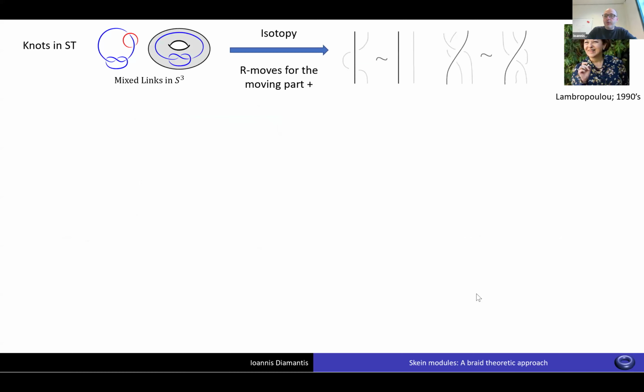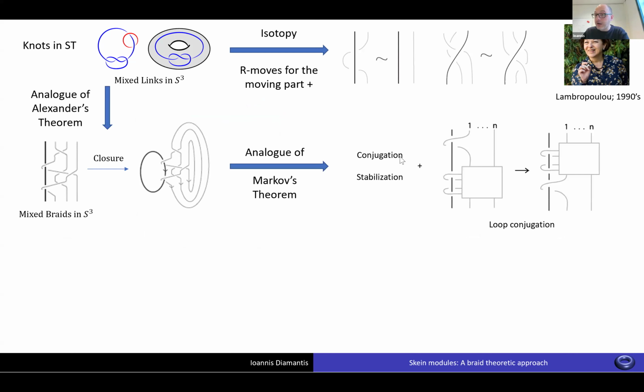And let's see what we have. Let's review a little bit what we have. I will be a little bit fast because I see I'm running out of time. So we have mixed links in S^3 that represent links in the solid torus. We have isotopy, right? We have the analog of Alexander's theorem, and we have Markov.